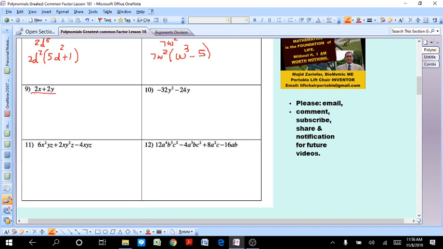It's straightforward. We can only factor out the 2. So we can only factor out the 2. That would be x plus y.